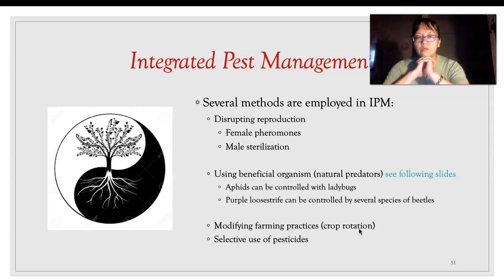And we can use beneficial organisms like natural predators. And we modify the farming practice, like crop rotation. And we selectively use pesticides.